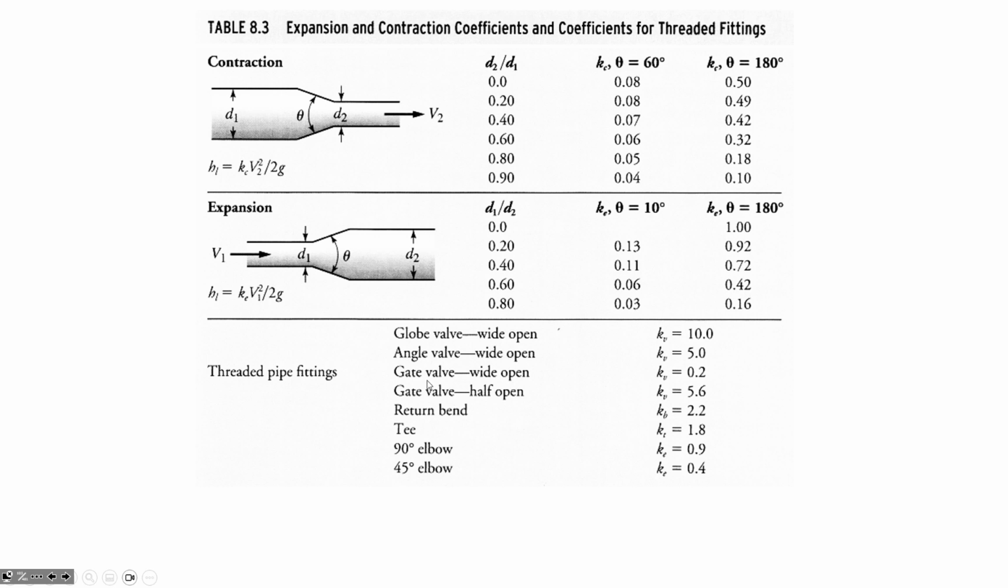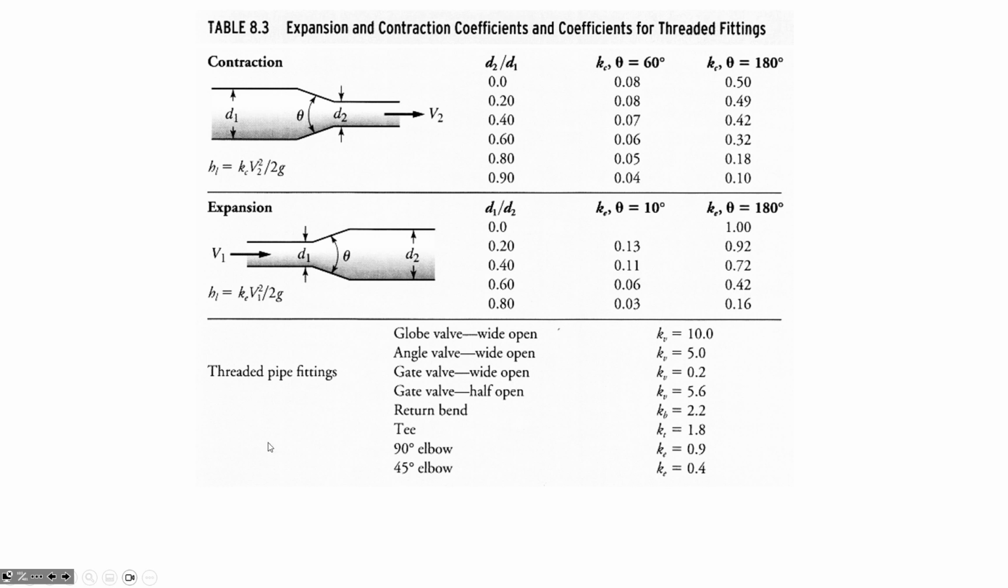So you'll notice in this table what this is suggesting of the lowest K value would be for a gate valve that's all the way open. Wide open gate valve only takes out 20% of the velocity head at that location. Whereas a globe valve takes out 10 times the velocity head at that location. We'll look at some depictions of globe valves versus gate valves and why they take out so much energy.